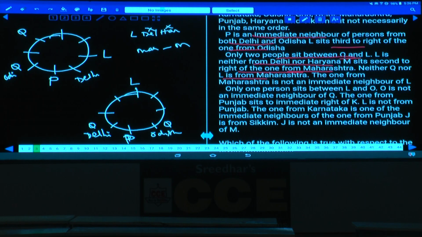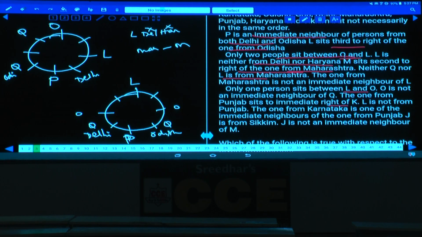And only one person between L and O. As only one person between L and O, as L is here, O must be here. As only one person between L and O, O can be in any one of these 2 places. And O is not an immediate neighbor of Q. And the one from Punjab sits to the immediate right of Q.